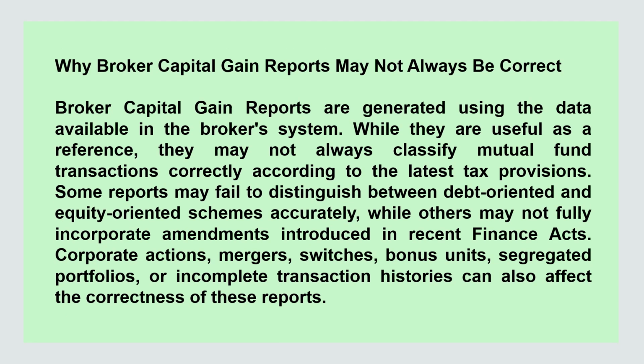Why broker capital gain reports may not always be correct. Broker capital gain reports are generated using the data available in the broker's system. While they are useful as a reference, they may not always classify mutual fund transactions correctly according to the latest tax provisions. Some reports may fail to distinguish between debt-oriented and equity-oriented schemes accurately, while others may not fully incorporate amendments introduced in recent Finance Acts. Corporate actions, mergers, switches, bonus units, segregated portfolios, or incomplete transaction histories can also affect the correctness of these reports.